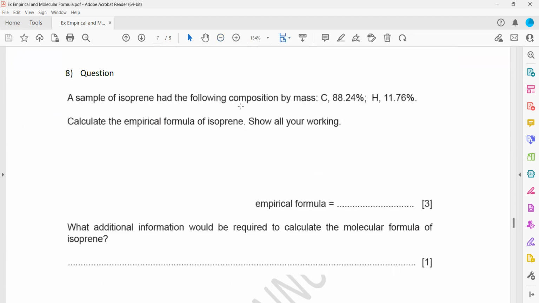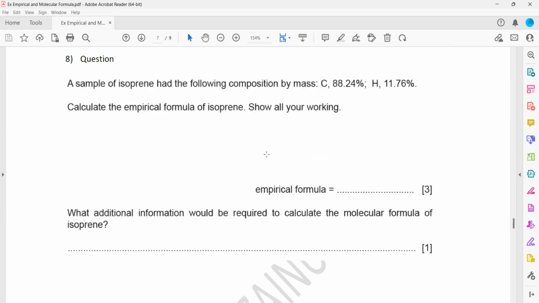So a sample of isoprene had the following composition, carbon and hydrogen. You have to work out the empirical formula and what additional information is needed if you want to find the molecular formula. We need the molecular mass. And how to work out the empirical formula? It contains carbon and hydrogen. Carbon is 88.24 and hydrogen is 11.76.